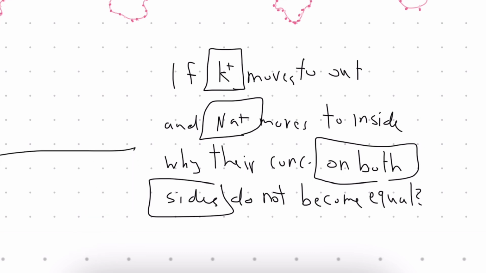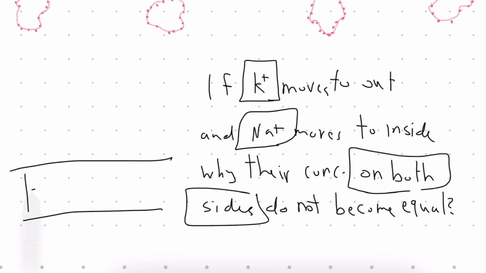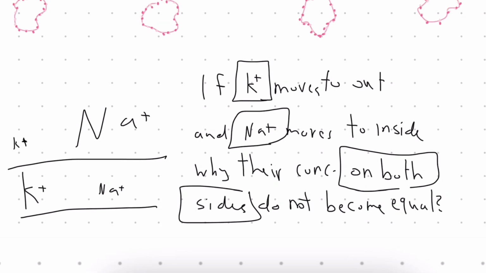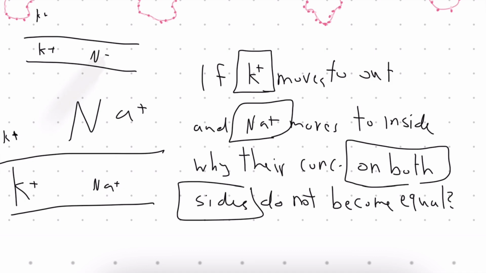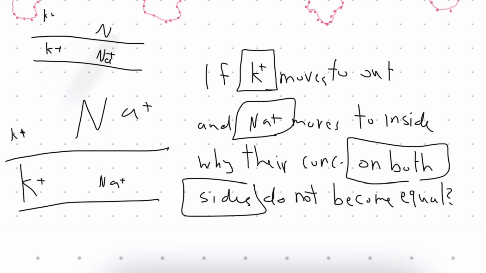Why? Now this is an axon. We have more potassium inside than outside, and more sodium outside than inside, and they have their leak channels, and the membrane is permeable to these ions. They can diffuse into and out of the axon. Why does their concentration not become equal, with the same amount of potassium ion on both sides and the same amount of sodium ion on both sides?